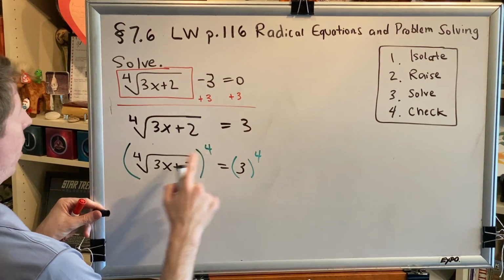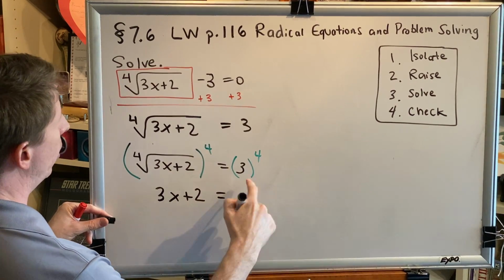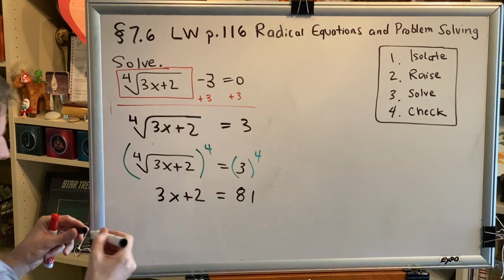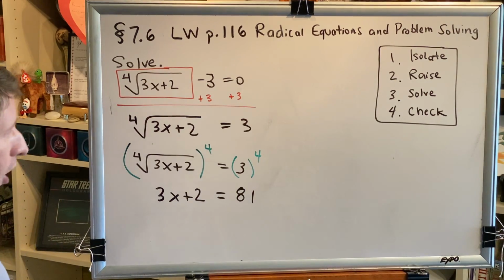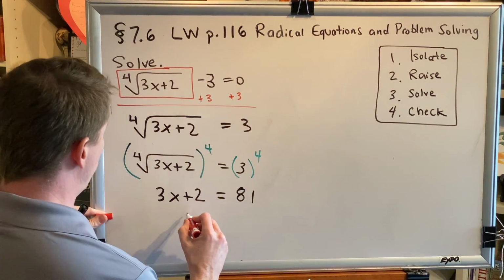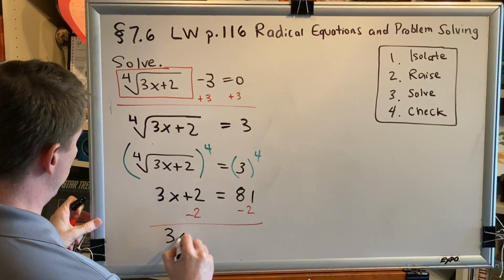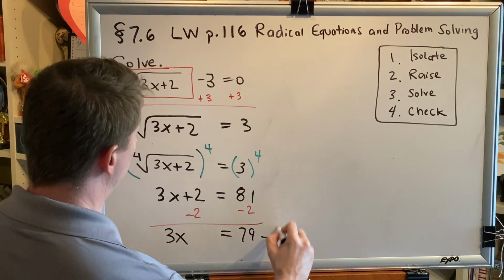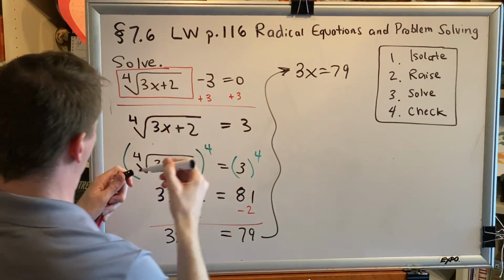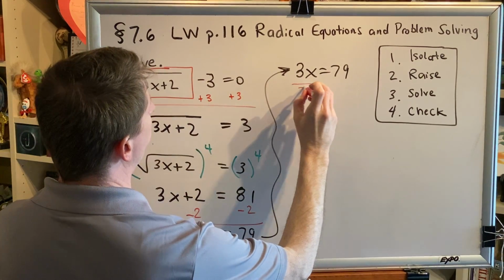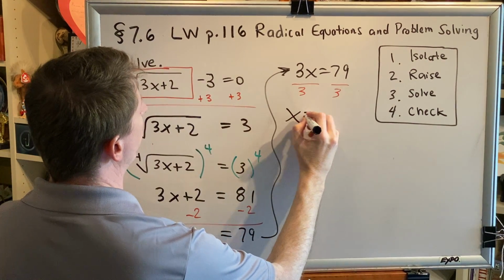Okay, fourth root and 4th power cancel, leaving 3x plus 2 on the left. 3 to the 4th power is 81. All right, we've now done step 2, which is to raise. We're ready for step 3, solve. Solve for x. Subtract 2, we get 3x equals 79. All right, divide by 3. We get x equals 79 thirds.